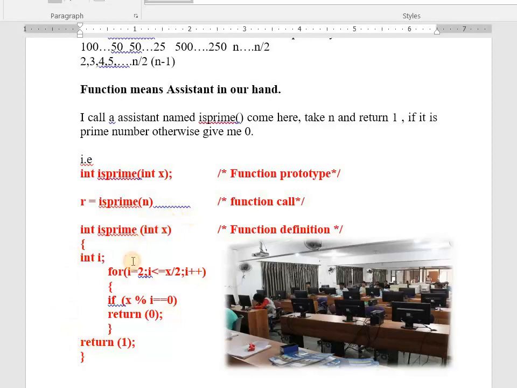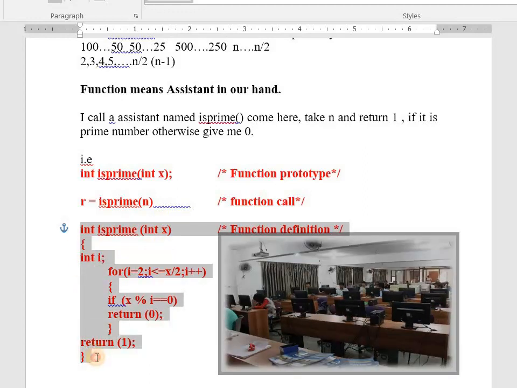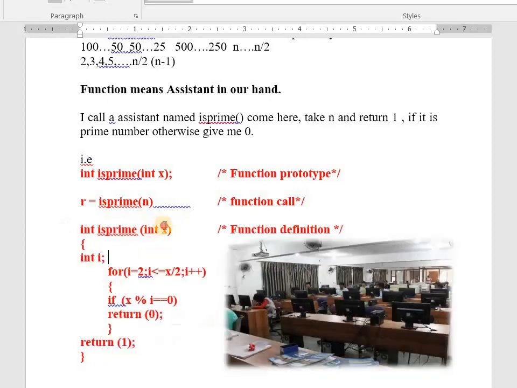I just told you the logic. What will that assistant do? The assistant will generate the numbers from 2 to n by 2. I am giving n, no? That function will receive it in x. N will be transmitted to x. This is a sub program. This is what a function is. A function is a small program or sub program that takes one input, processes it and gives us a result.